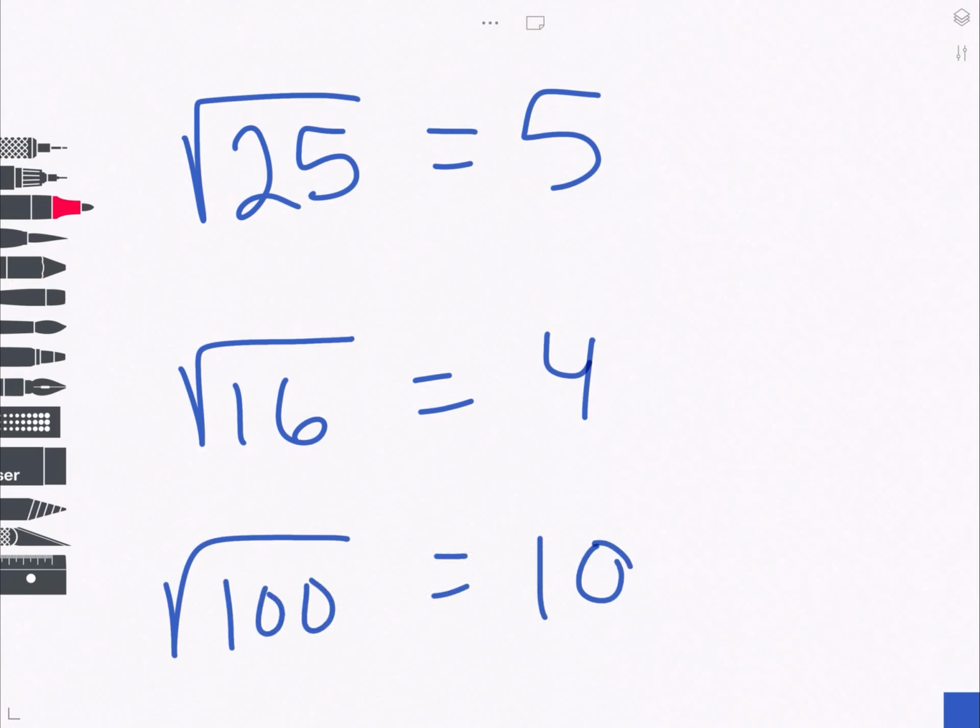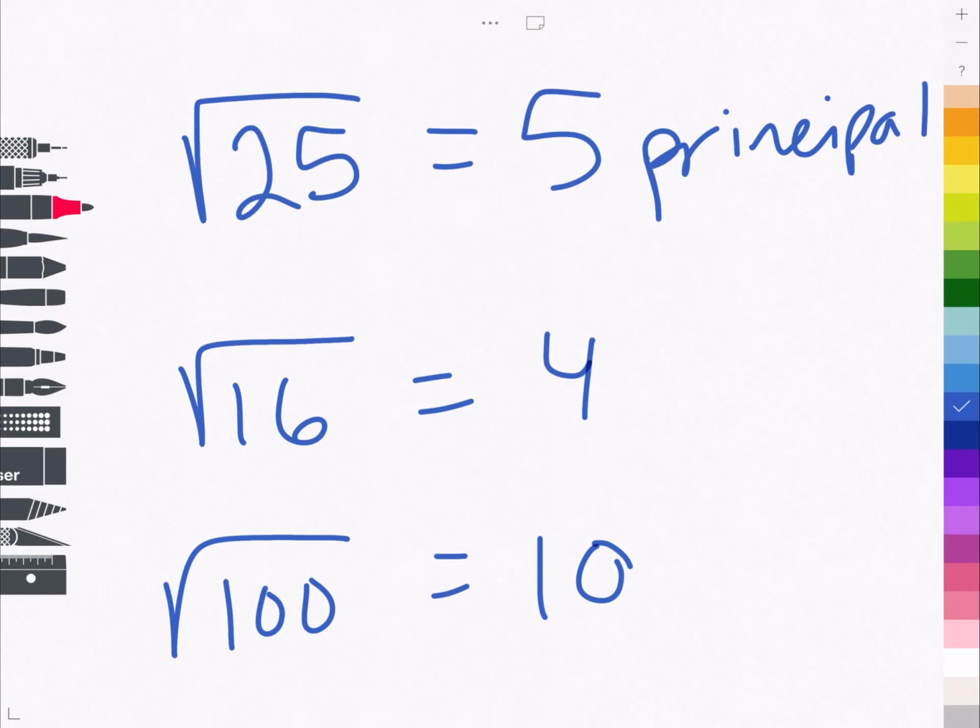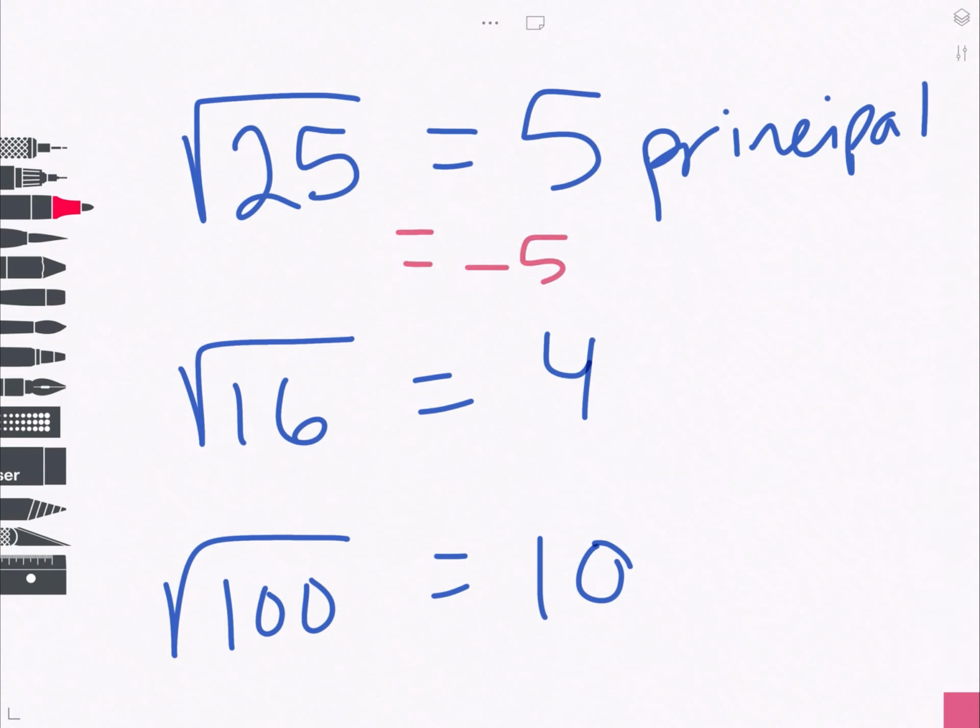But like we talked about a little bit before we left, those are just called the principal square roots. That's just the positive version of that. If I take the square root of 25, let me grab a different color here, I would also be able to get a negative 5. If I took the square root of 16, I would also be able to get a negative 4. And if I took the square root of 100, I would also get a negative 10. Those are called the negative square roots.